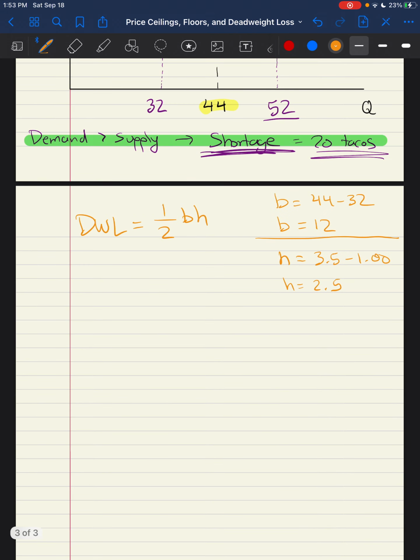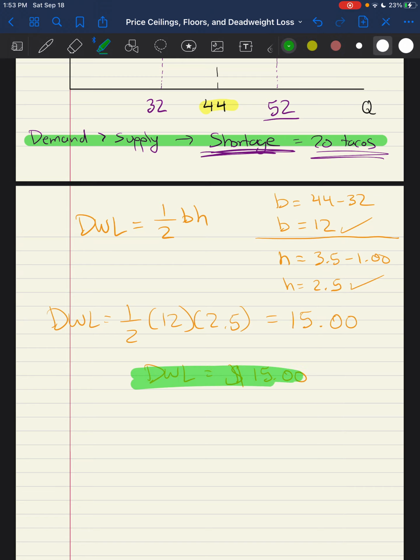Okay, so now we found our base, we found our height, so all we have to do is plug this into our formula. And what do we get? We're going to get 0.5 times 12 times 2.5. So our deadweight loss is going to be equal to 15. Okay, so our deadweight loss is equal to $15. That is the total inefficiency that is created because of this price ceiling.